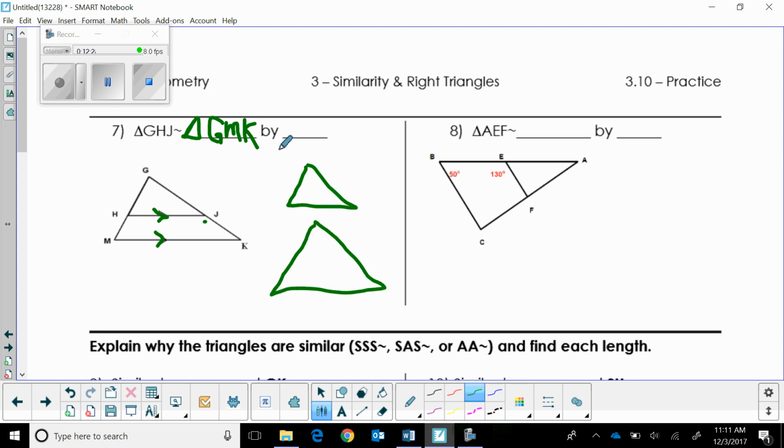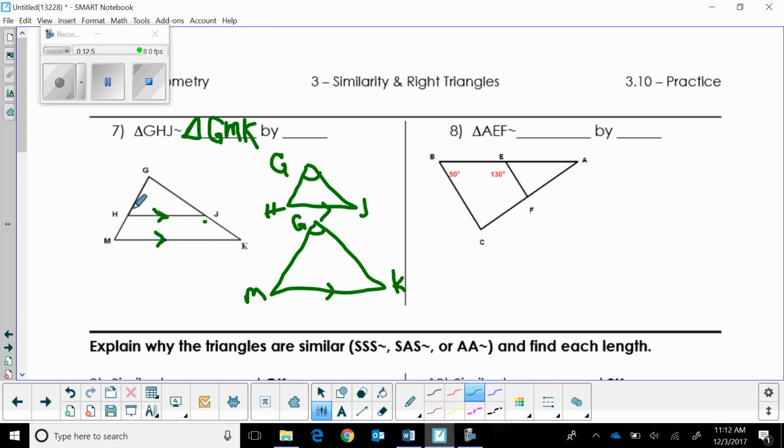Okay, we have angle G up here. We have an angle G here. So guess what? They both contain angle G. And then we have, in the small triangle, here's H and J. And in the large triangle, here's M and K. And we know these two sides are parallel, right? I'm just going to put the little arrows there to help remind us.